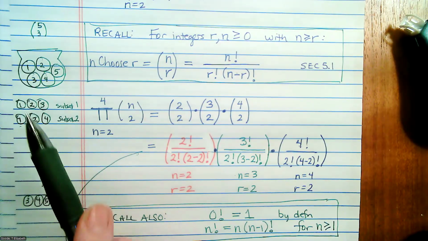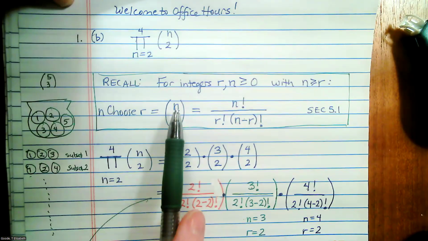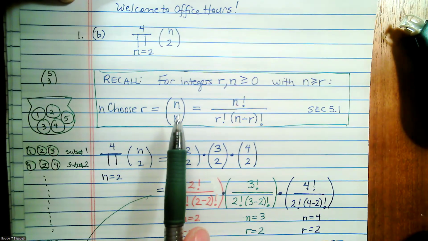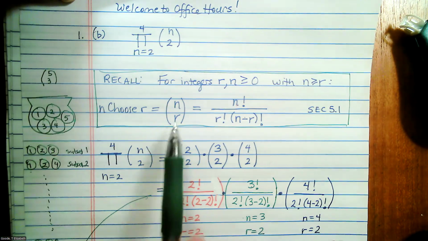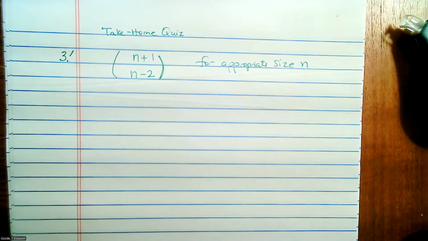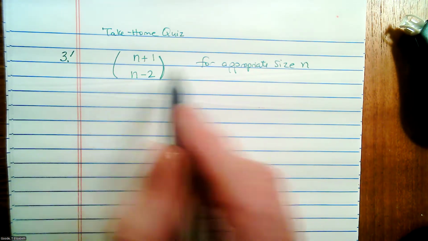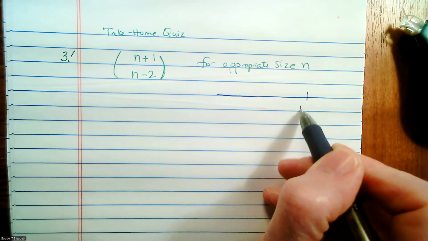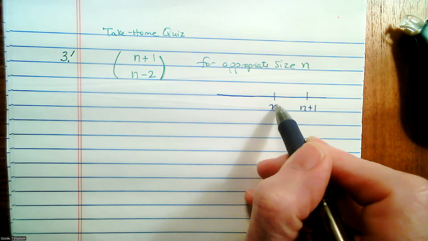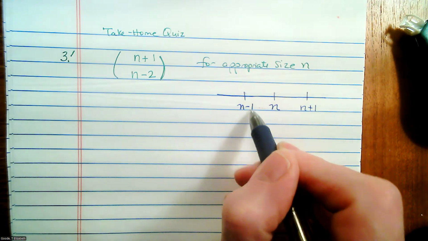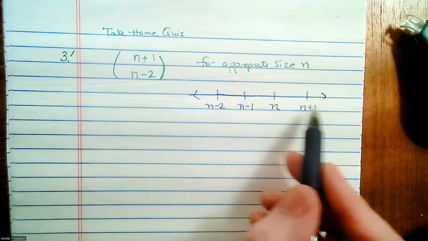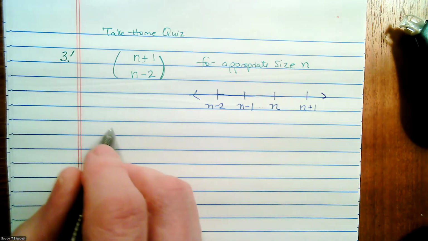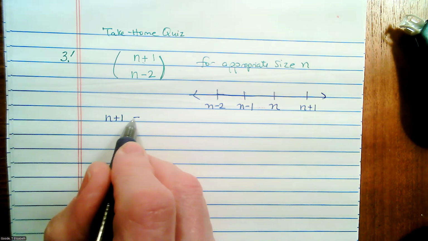So just remember when we're asking about n choose r, we're really asking how many subsets of size r can we take from a set of size n? How many different subsets of size r are there? So here what we do is we look for the larger number. If we look on the number line, here's n plus 1. Right before it is n, and then n minus 1, and then n minus 2. So the n plus 1 is definitely larger.